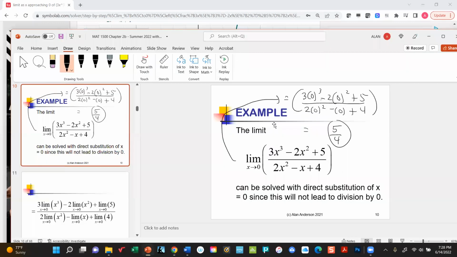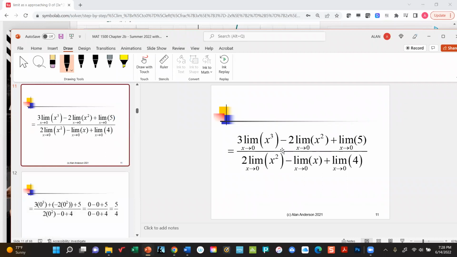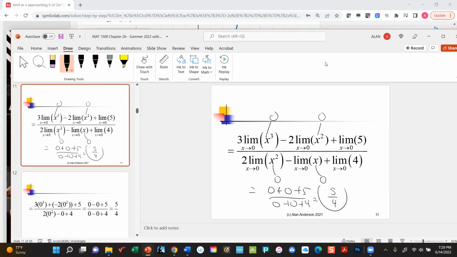All right, anyway, but the other option we had was to break it up into individual pieces. And of course, we still would have wound up with the same exact result. Okay, so here you would just plug in 0 for all the x's, and you can see you're still going to end up with 5/4.